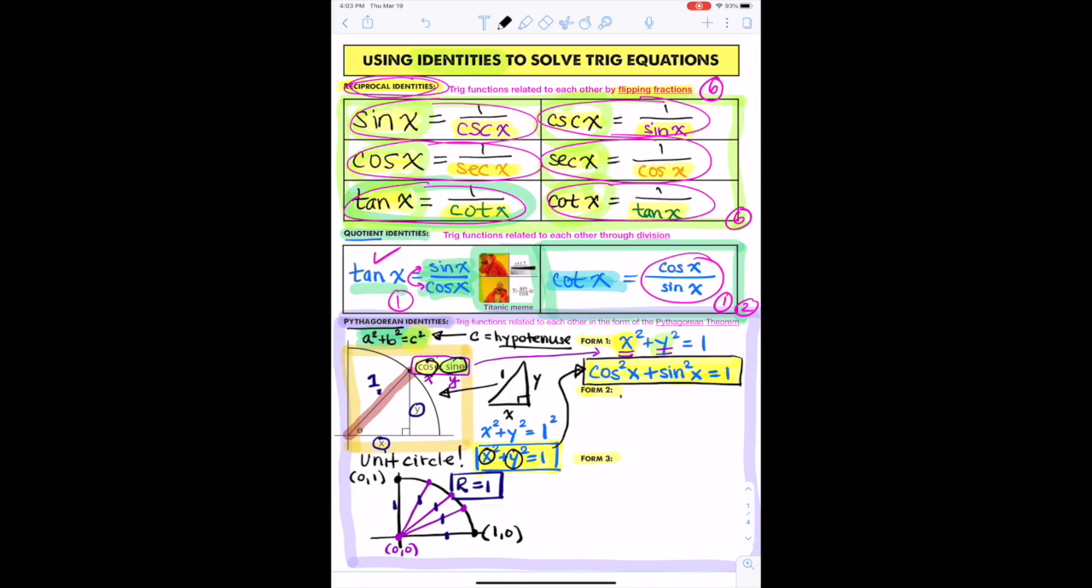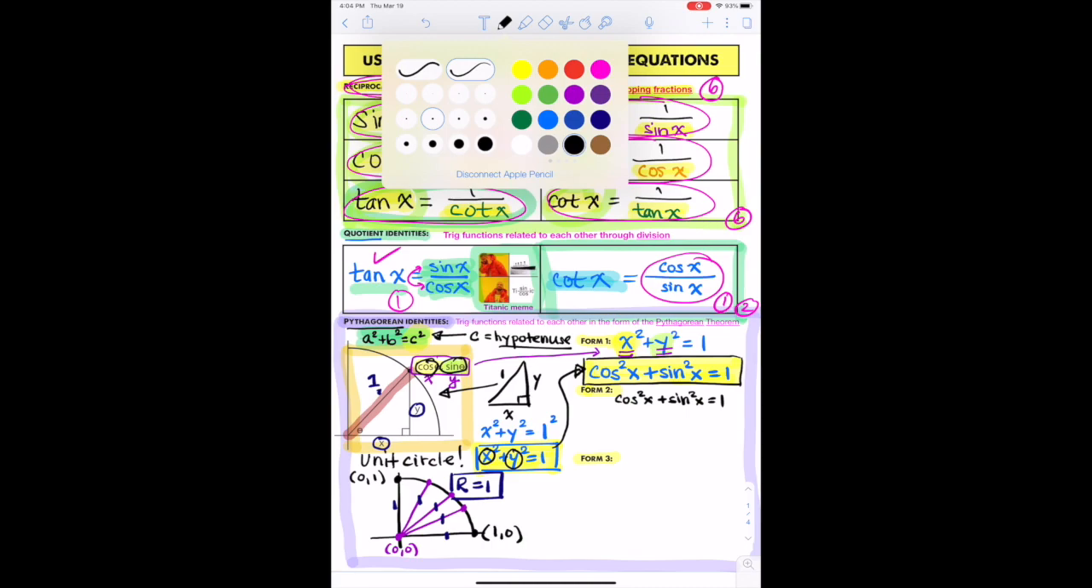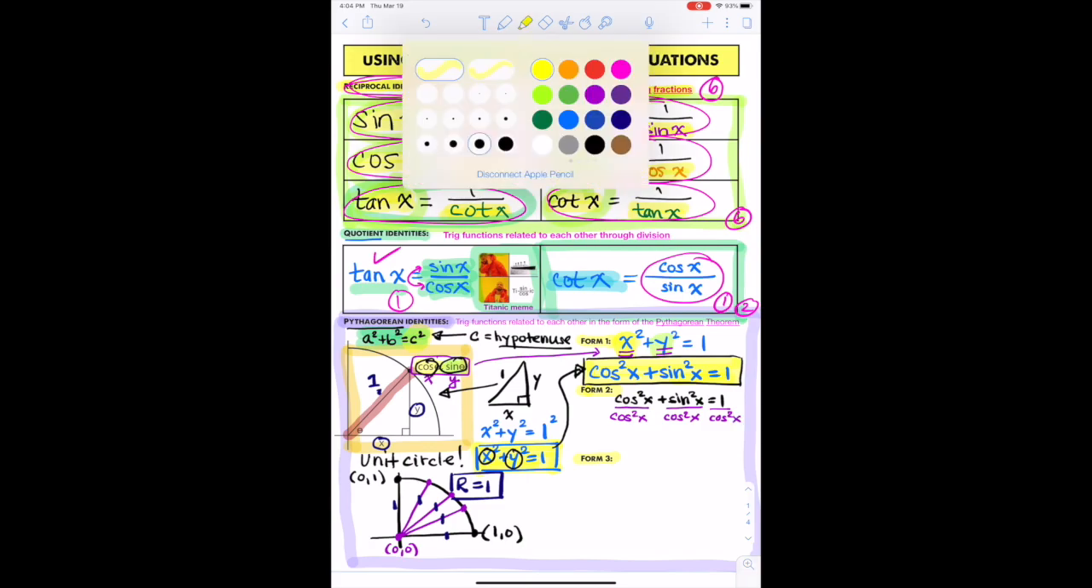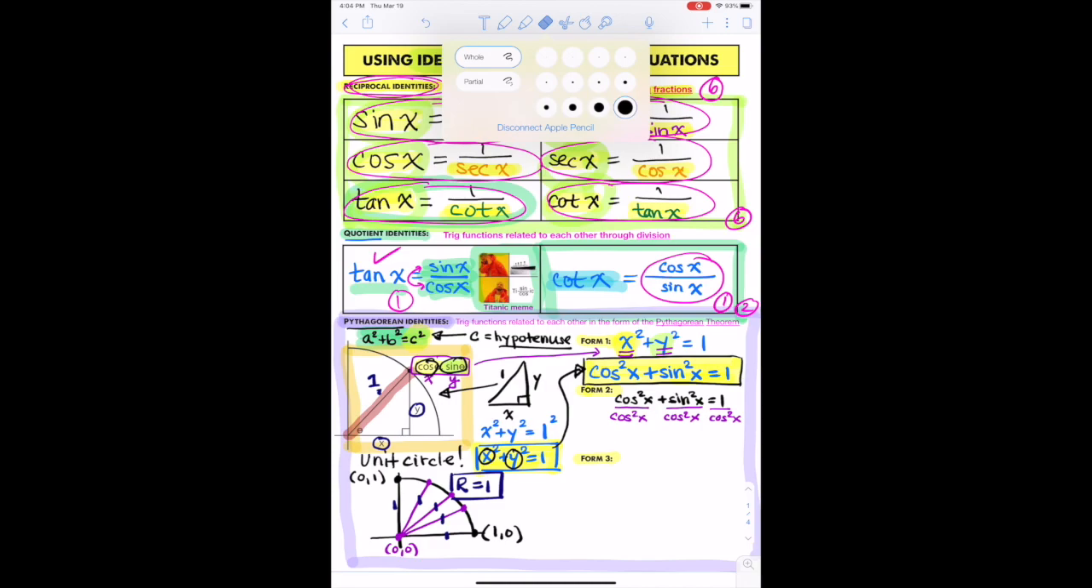Let's say we have cosine squared x plus sine squared x equals 1. If we want to do a quick transformation, we can take this and divide each piece of it by cosine squared x. This is where a lot of these other identities are going to come in real handy.